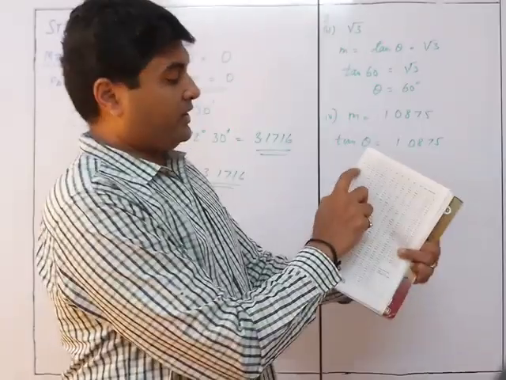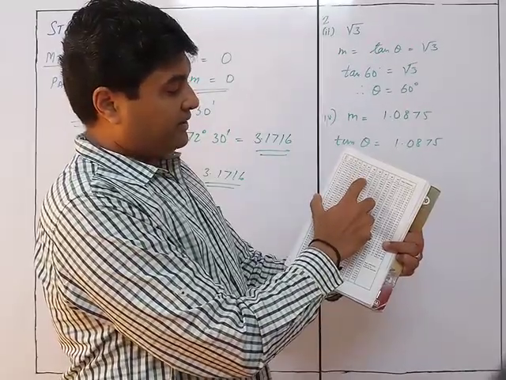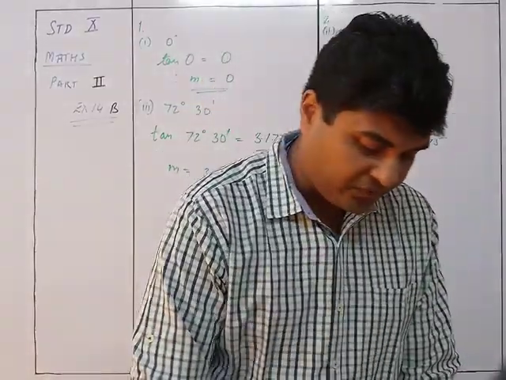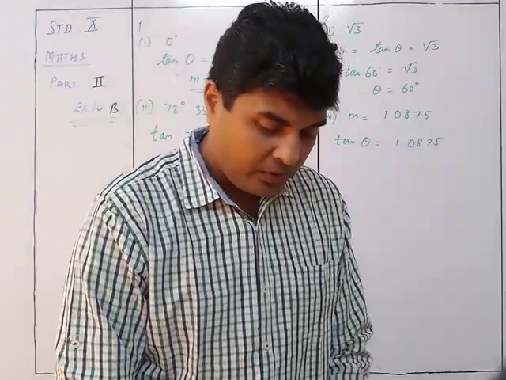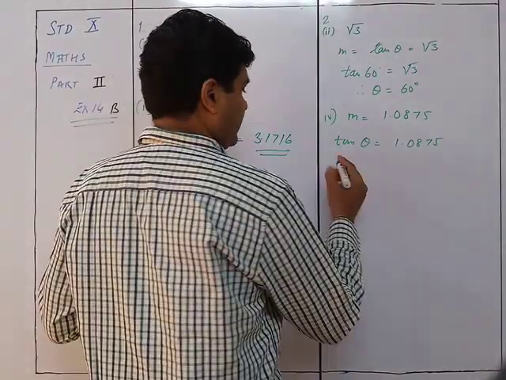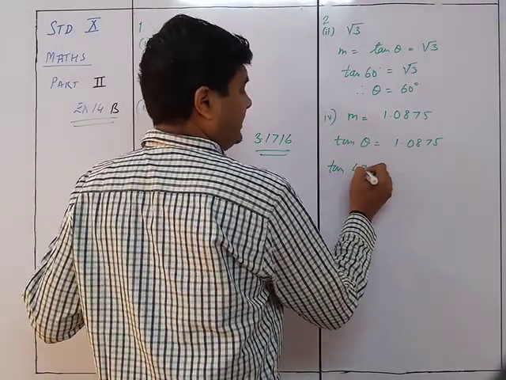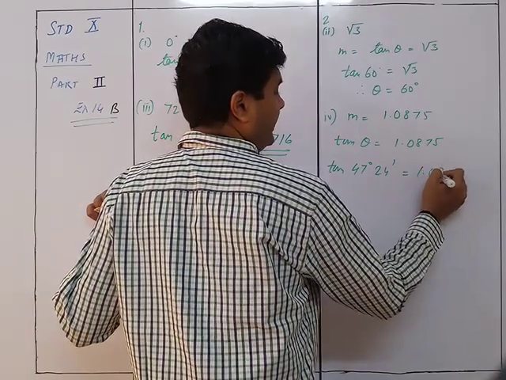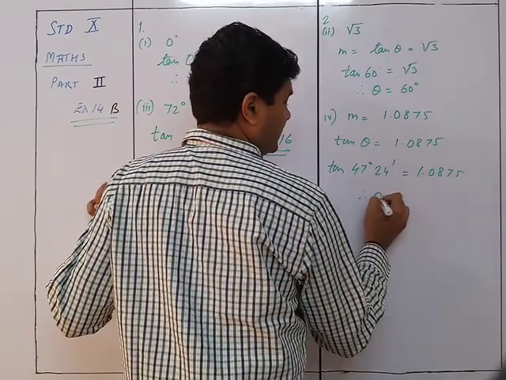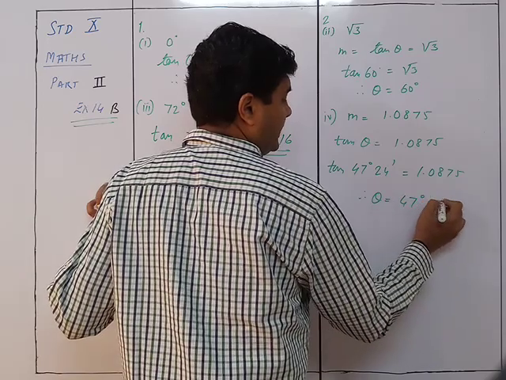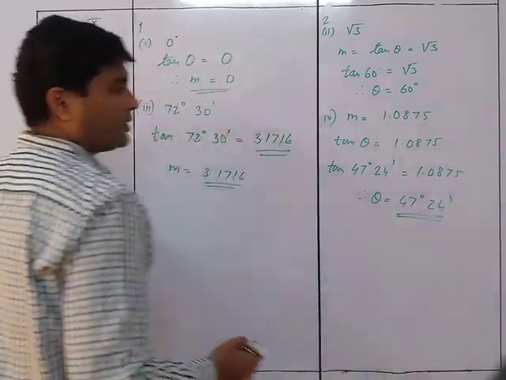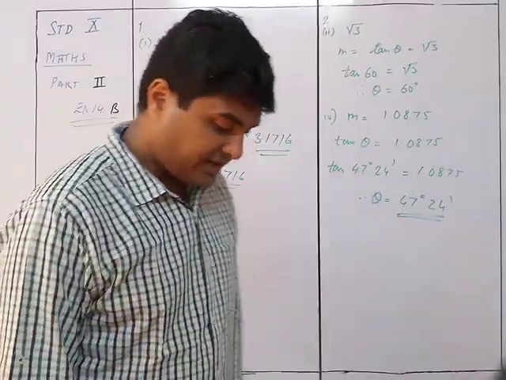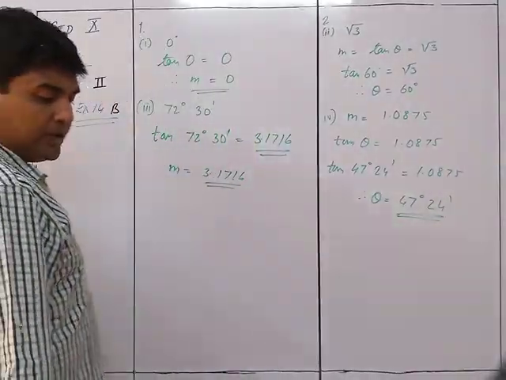Okay, it is 47 degrees 24 minutes. So 1.0875 is 47 degrees 24 minutes. So tan 47 degrees 24 minutes is equal to 1.0875. Therefore theta is equal to 47 degrees 24 minutes. Clear? That's sum number 2. We now move on to sum number 3.